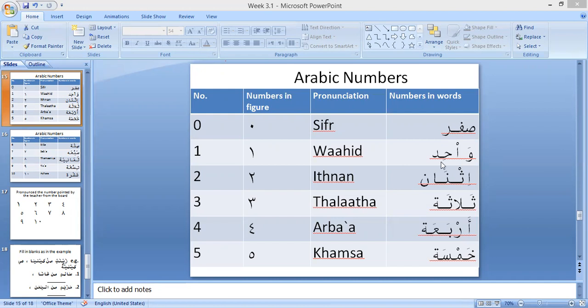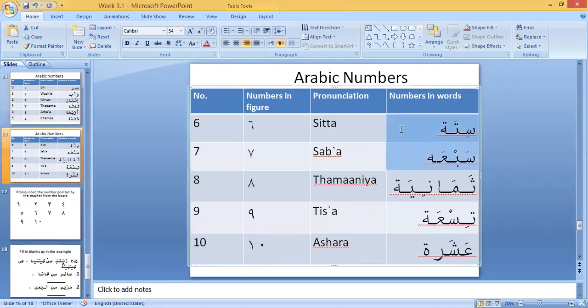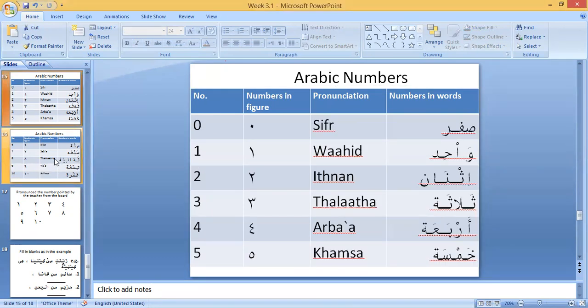So واحد صفر واحد اثنان ثلاثة, that's 3, أربعة خمسة, ستة, that is 6, سبعة, ثمانية تسعة عشرة. Some of them sound like Swahili. You know, Swahili also heavily borrowed from Arabic. If you look into this, which one among these is Swahili?